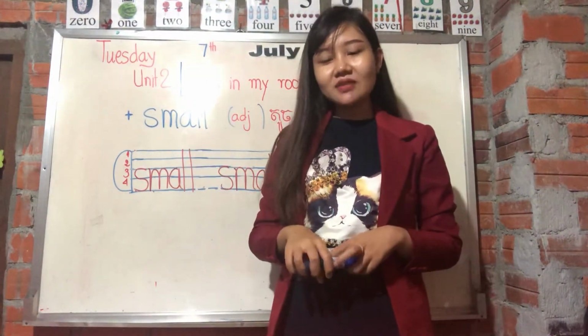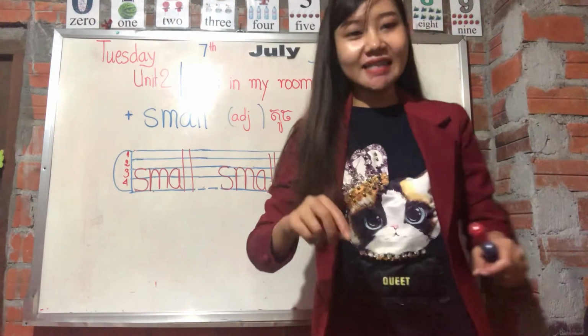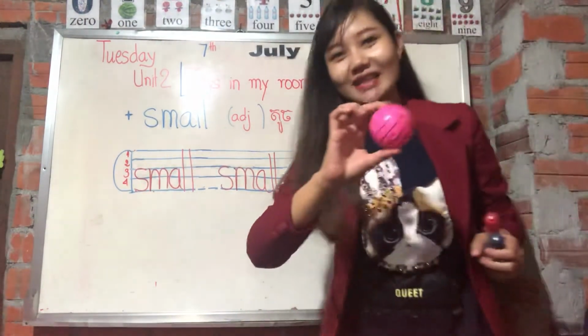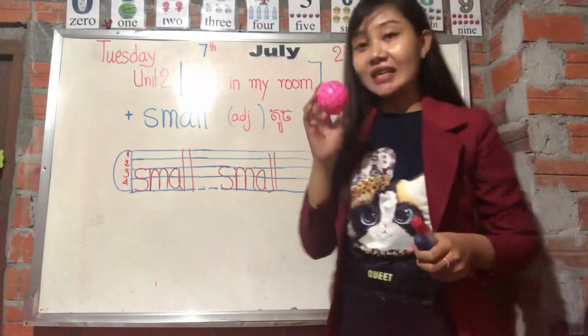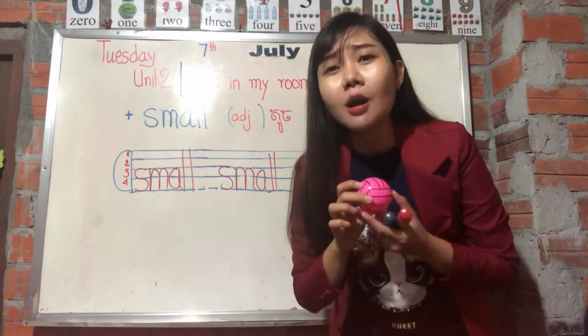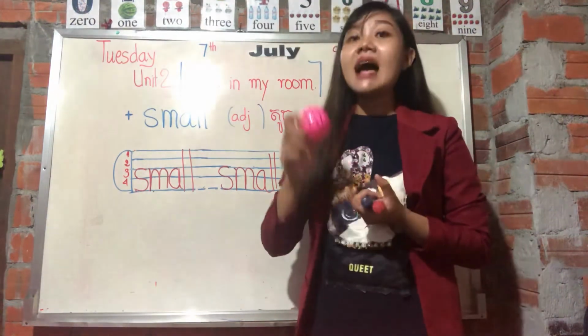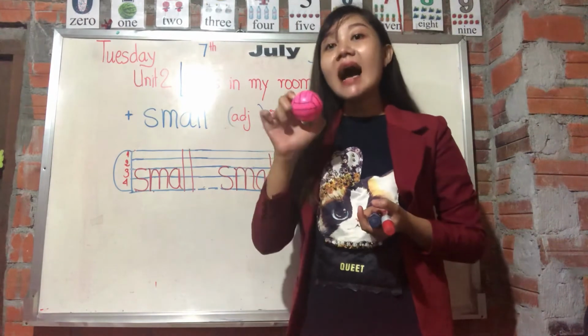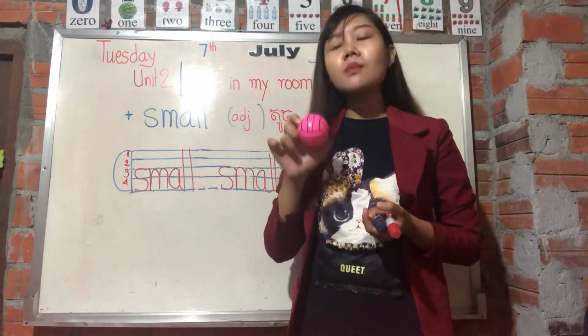So the sentence that you study today is: I have a small ball. Again, I have a small ball. Again, please. I have a small ball.